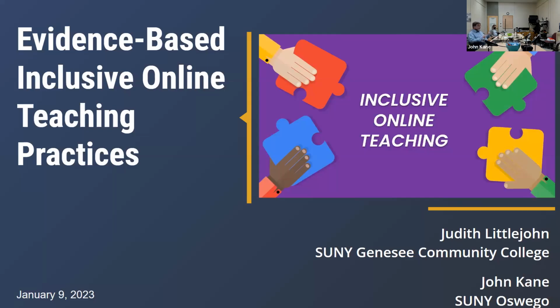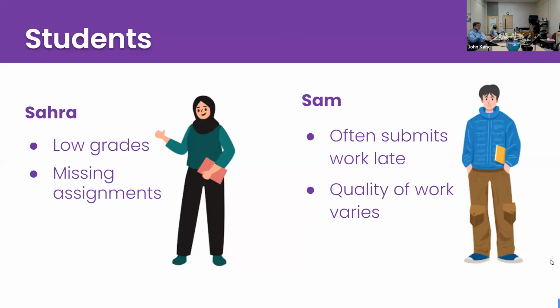So we're going to be talking today about evidence-based inclusive online teaching practices. And we're going to start by talking about two hypothetical students: Sarah, who has low grades and missing assignments, and Sam, who often submits work late and the quality of his work varies. And these are obviously generic students, as John said. So you can think about other students that you may have had in past courses that these people may remind you of.